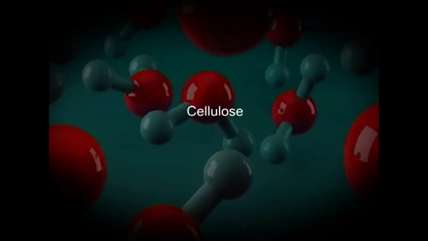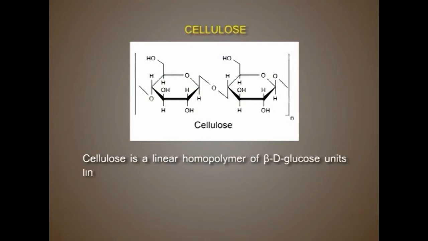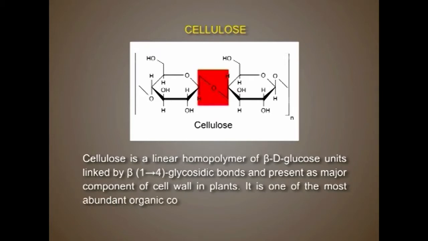Now cellulose. Cellulose is a linear homopolymer of beta D glucose units linked by beta 1 to 4 glycosidic bonds and present as a major component of the cell wall in plants. It is one of the most abundant organic compounds in the biosphere.